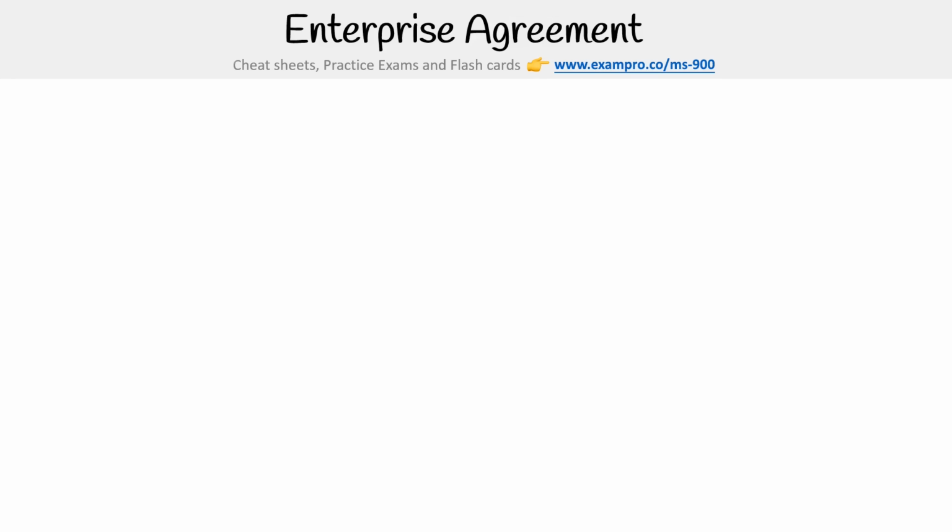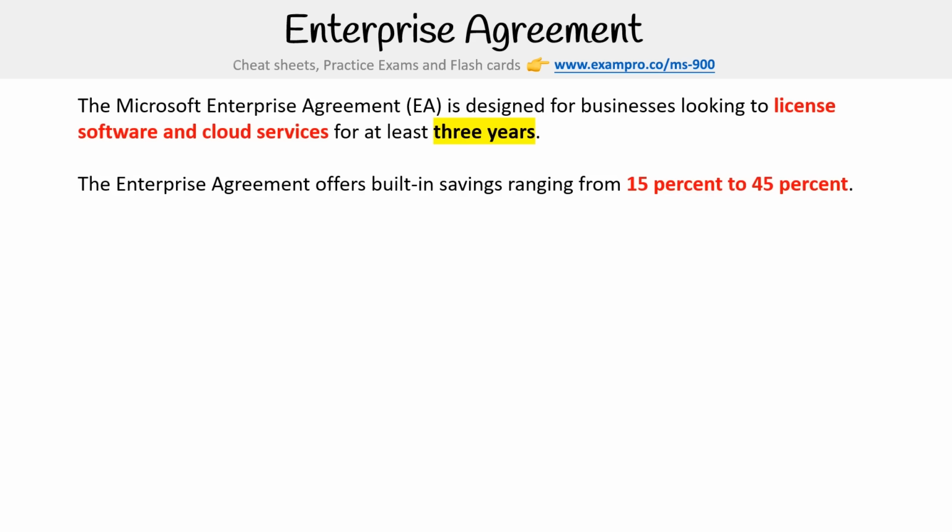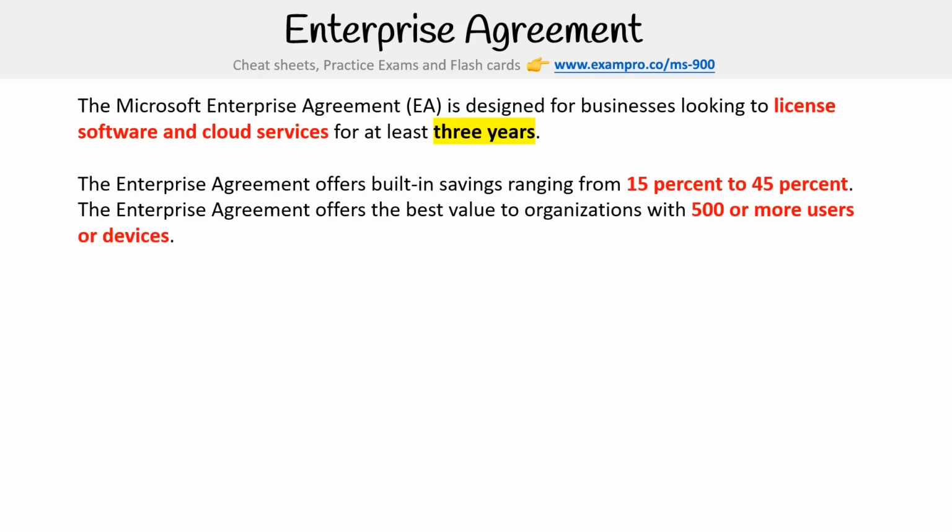Hey, this is Andrew Brown from ExamPro, and we're taking a look at another pricing model for Microsoft Cloud Services called Enterprise Agreement. The Microsoft Enterprise Agreement is designed for businesses looking to license software and cloud services for at least 3 years. It provides built-in savings ranging from 15% to 45%, and offers the best value to organizations with 500 or more users or devices. So, it's really cost-effective for larger-sized organizations.